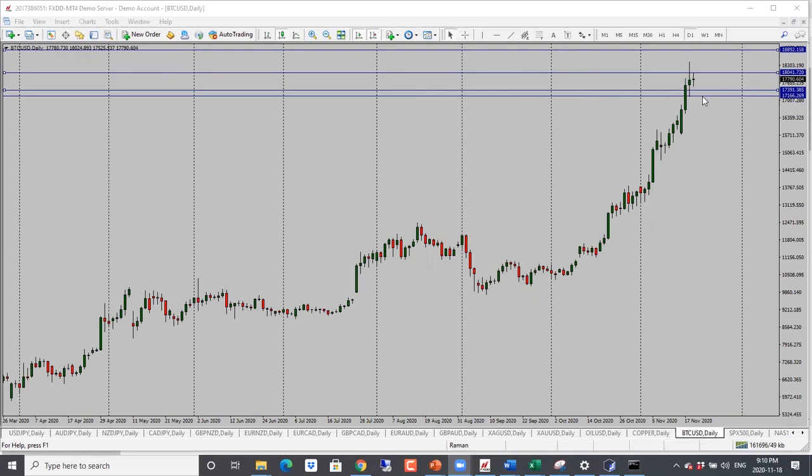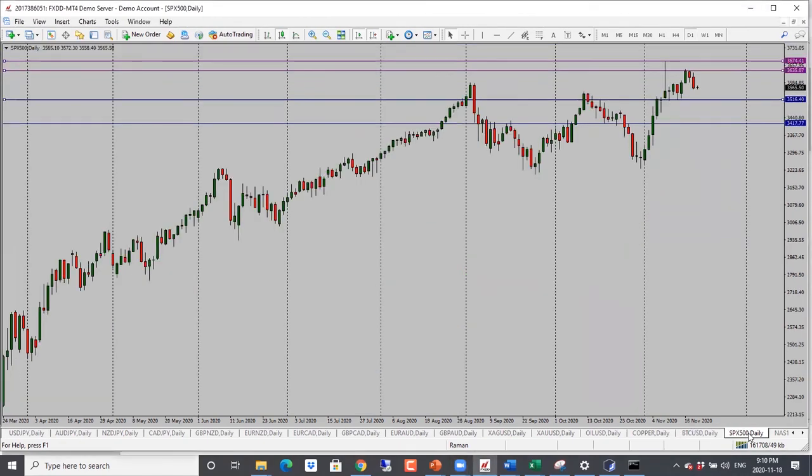Generally, after a big move, we tend to see some pullbacks as people close out the trades. So keep an eye on that. Neutral bias right now. If it doesn't hold above 18,000, we could see a move back towards 17,200 or even potentially lower. So neutral bias for Bitcoin.